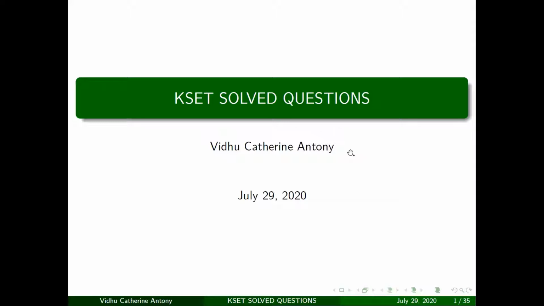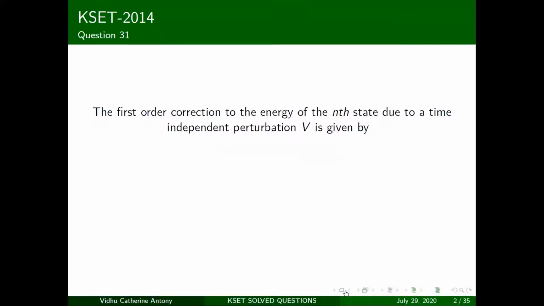Okay, so I'll go to the first question without any more delay. The first order correction to the energy of the nth state due to a time independent perturbation V is given by. Okay, so let's look at the options. N, B, N, modulus of the expectation value of V. Okay, you've got 0 and you've got N, B, N squared.